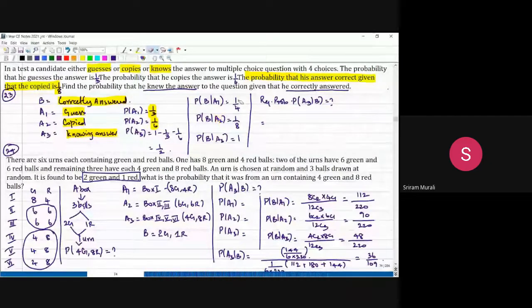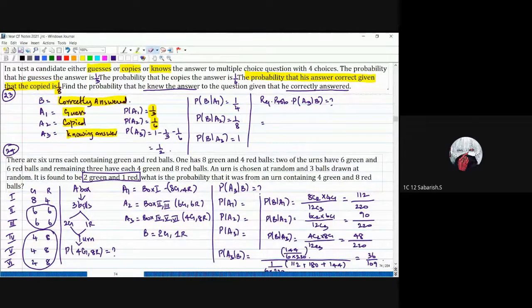Next, how is this 1/4, sir? What is A1? Guessing. How many choices are there? 4. What is the chance of getting a correct choice? 1/4. Have you understood how this 1/4 has come? And the third case, B given A3. What is A3? Knowing the answer, a sure event, 1. If he answers knowing, it is a sure event. If he guesses, 1/4. If he copies, 1/8. Have you understood the second part?